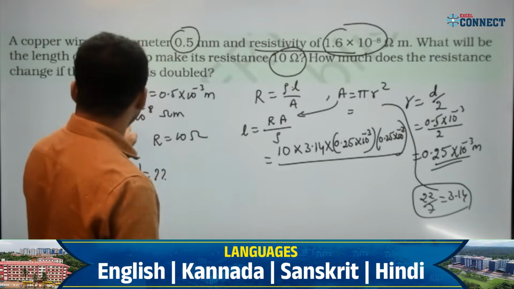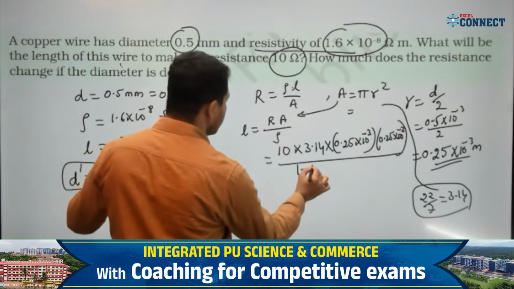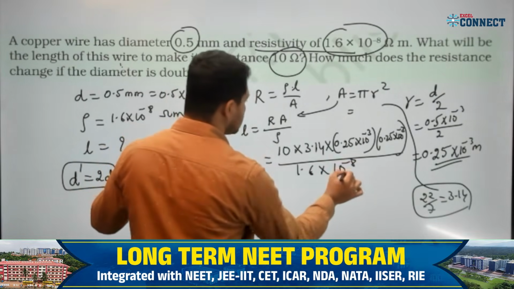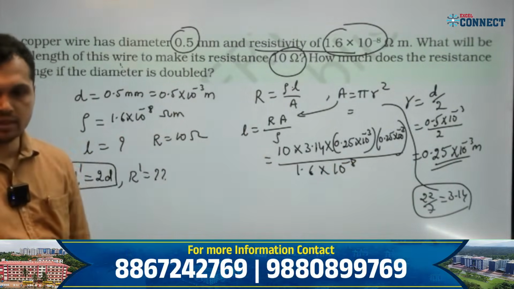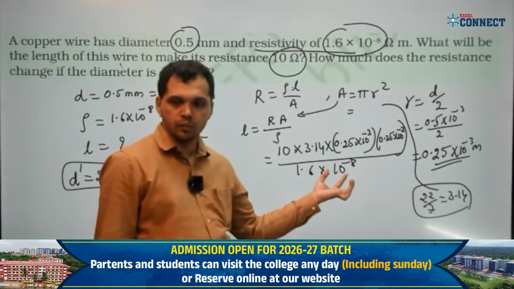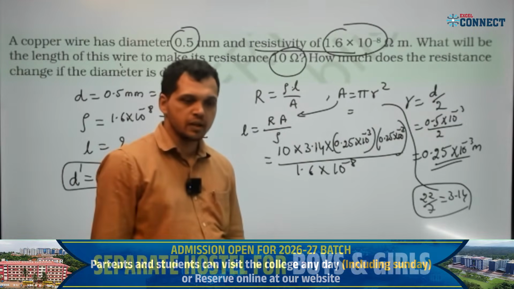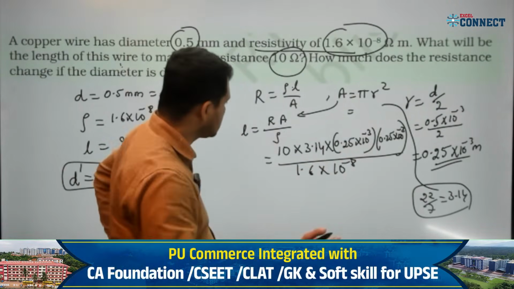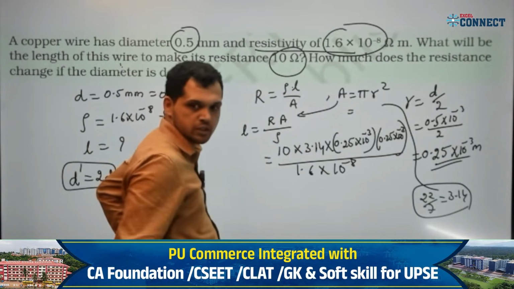Resistivity rho is given here: 1.6 into 10 power minus 8. Correct? I substitute all the data here. Now I will show you how to simplify this faster.